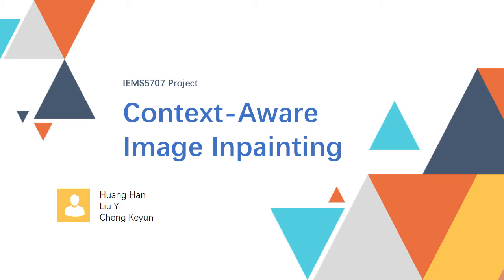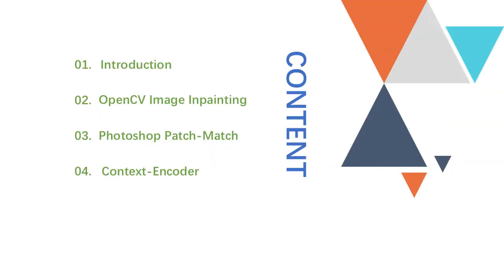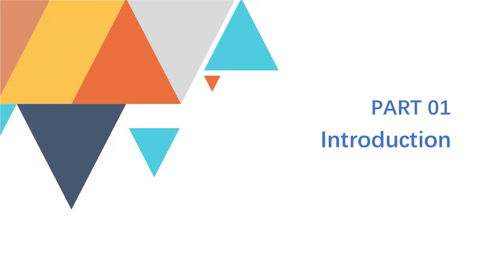In this video, we would like to talk about a very hot topic in multimedia technologies, that is image inpainting. We will have a very brief introduction first, and then we will describe OpenCV and Photoshop image inpainting technologies. And then we will describe context encoder in deep learning technologies. In this part, we will have a very brief introduction.